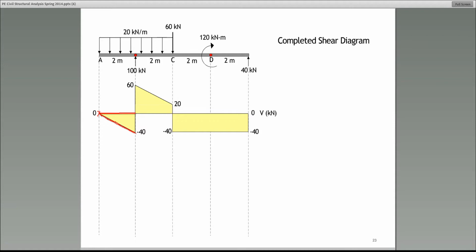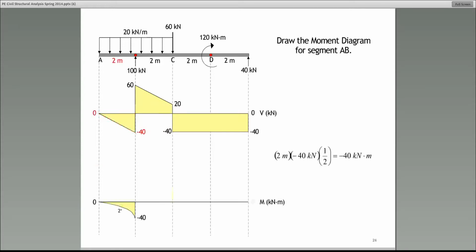All right, several of you are saying parabola. Yeah, second degree curve is indeed a parabola. So we would expect from A to B, the moment diagram would be a second degree curve, which is a parabola. What does a parabola look like? There it is. That, guys, is a parabola.